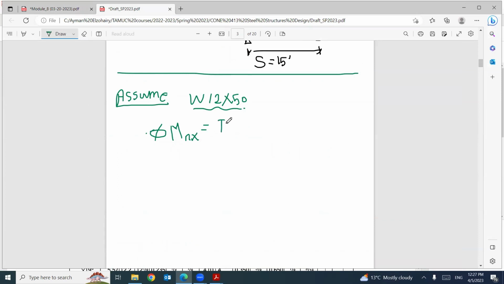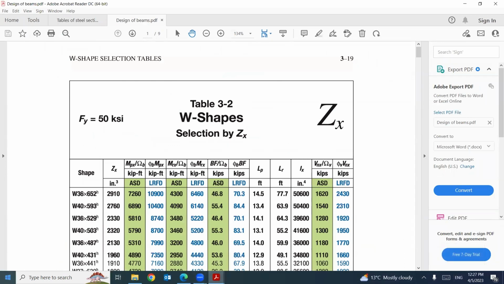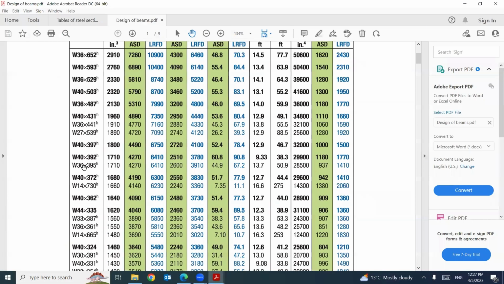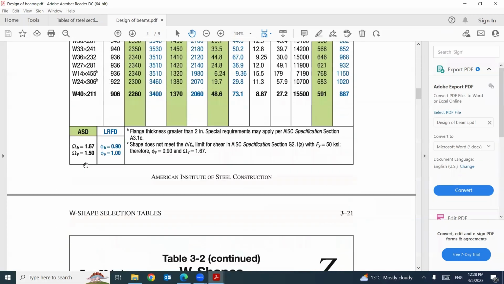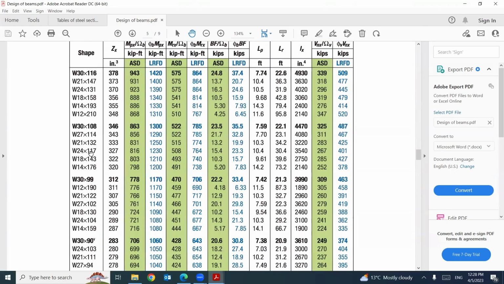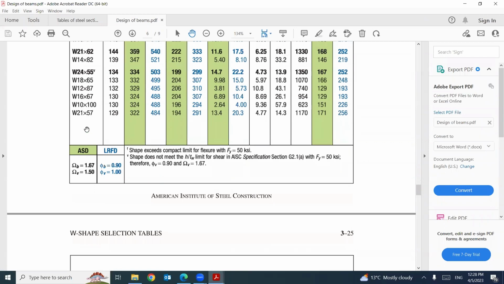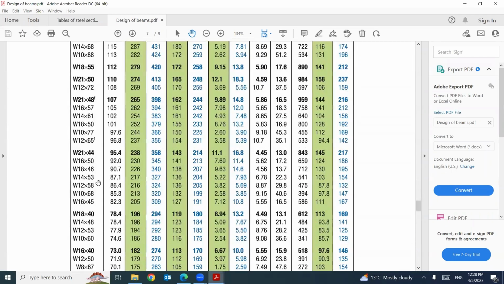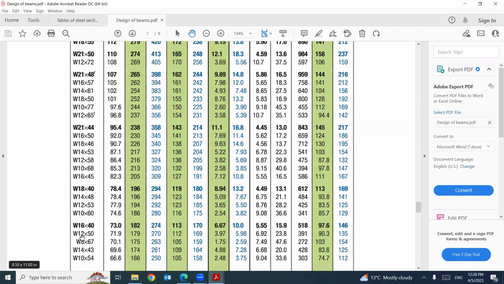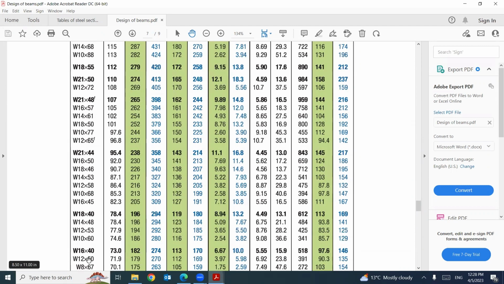I can use tables to figure out this value. So I need to open the tables of design of beam and look here for W, which cross section 12 by 50. So I will go down and figure out for W 12 by 50. We have 12 here. We have 12, but 190. So go down, down, down. 12 by 58, 12 by 53. Here you go. We have W12 by 50. This cross section, W12 by 50.